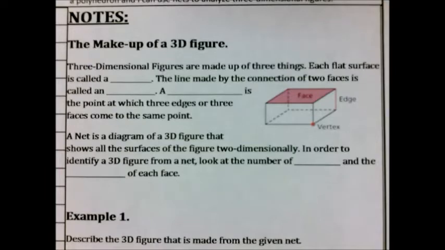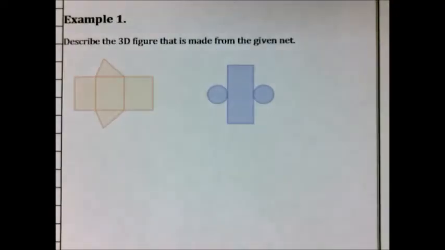Okay, so in order to identify a 3D figure from a net, we need to look at the number of faces and the shape of each face. If we do that, that will help us understand what three-dimensional shape we're actually looking at. So this is a net, example one. Both of these are considered a net. And we want to describe what three-dimensional figure is made from the given net.